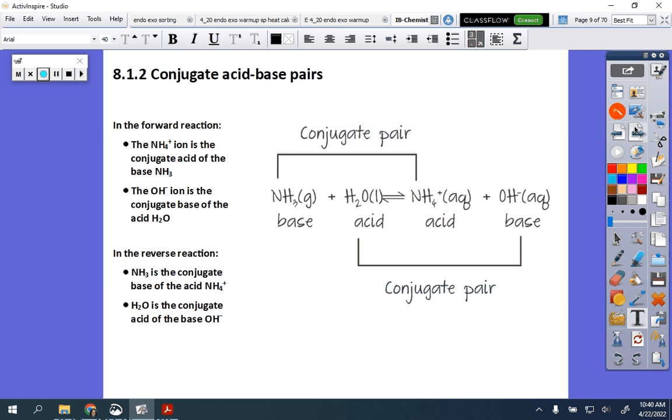Well, yes, we'll get to that. The strength generally is inverse. If you have a very strong base, the conjugate acid tends to be a very weak acid, and vice versa. But we'll talk more about strength later.